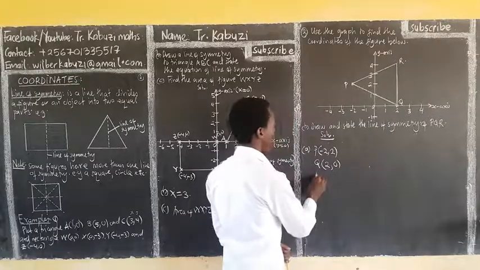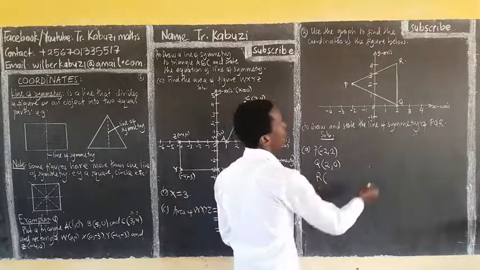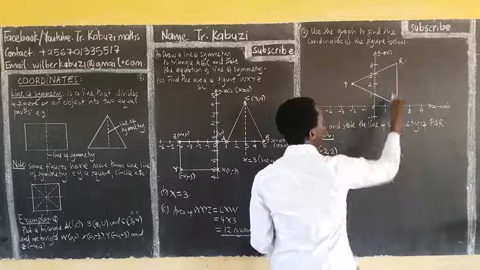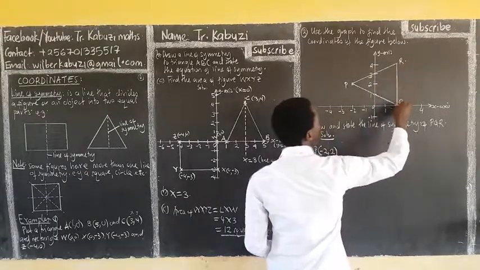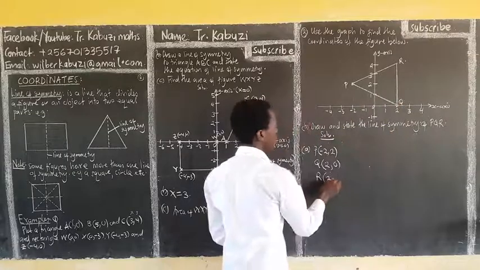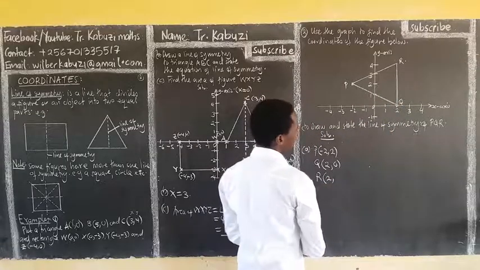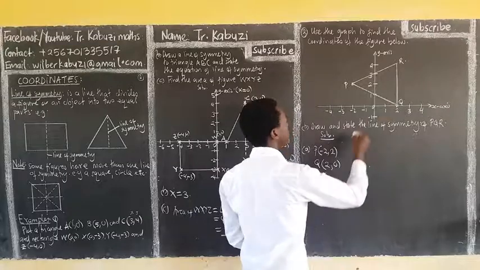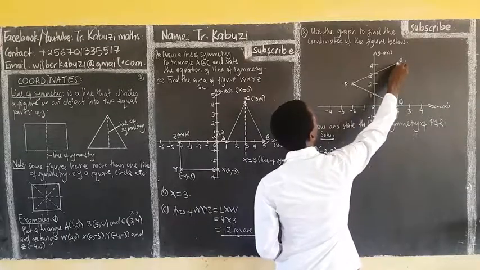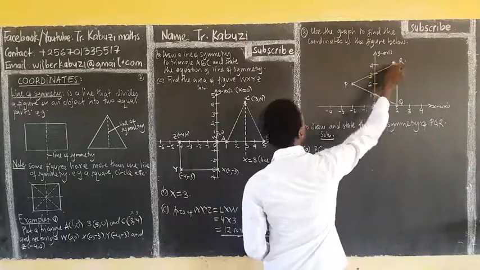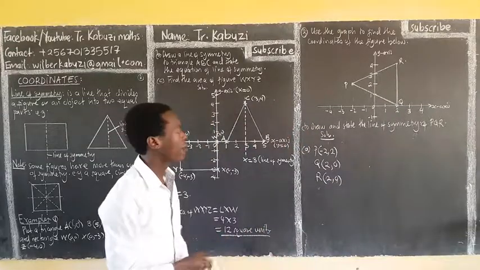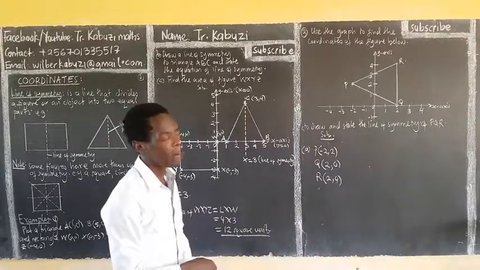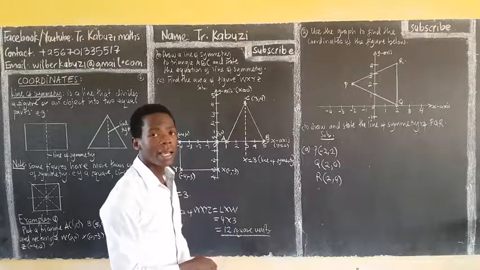Then my R. Where is R? What is the X? We read the X first. So you see this R, corresponding to X, I read it's 2. What is my Y? What is Y if you are here? It's 4. And so you have got the coordinates, and you get 1 mark for each coordinate you state properly. As simple as that.